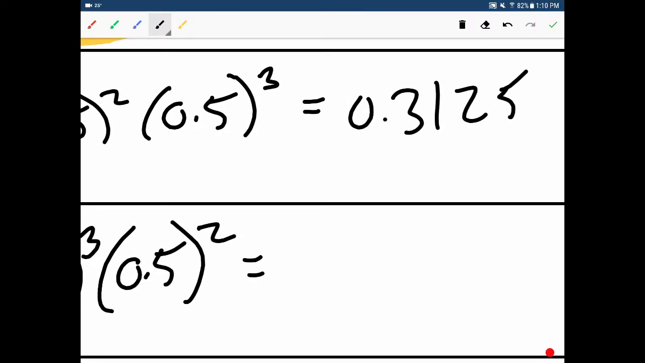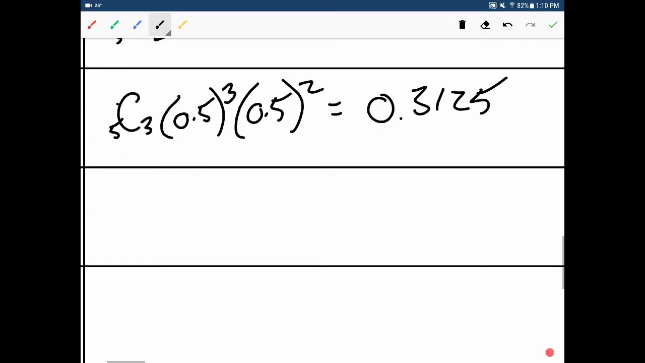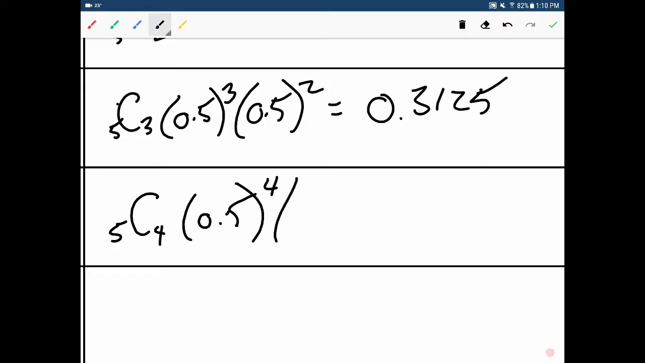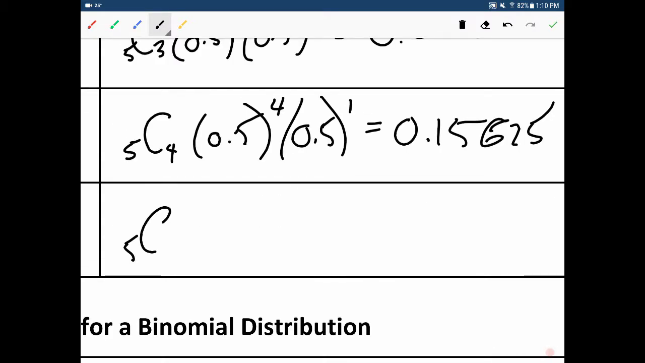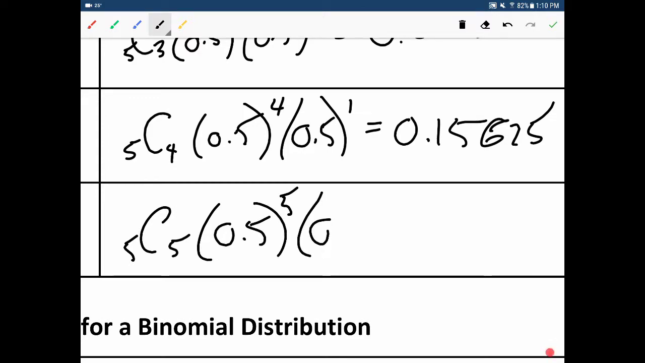So we've got 0.5 to the power of 3, 0.5 to the power of 2, equals 0.3125. Okay. And then we have 5 choose 4, 0.5 to the power of 4, 0.5 to the power of 1, equals 0.15625.